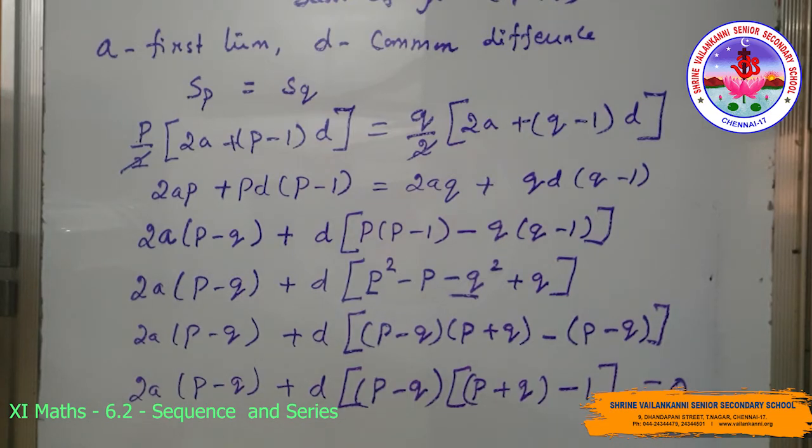Then we have to find d. Then we have to find the sum of P plus Q terms, substituting the d value in S of P plus Q.